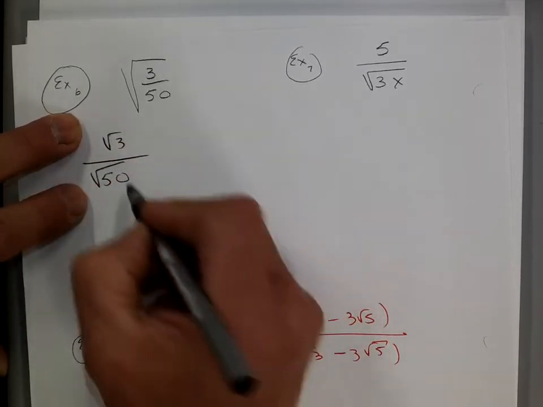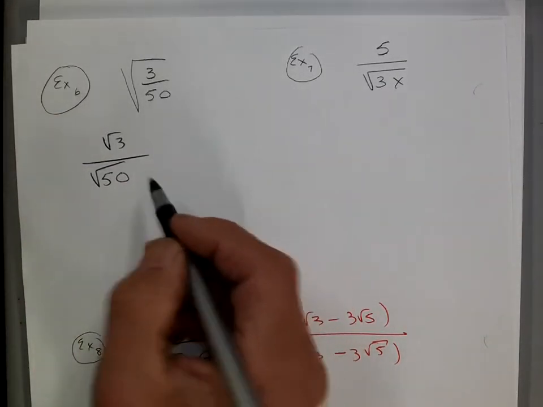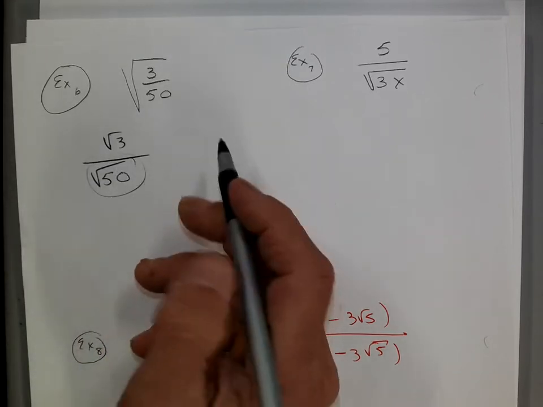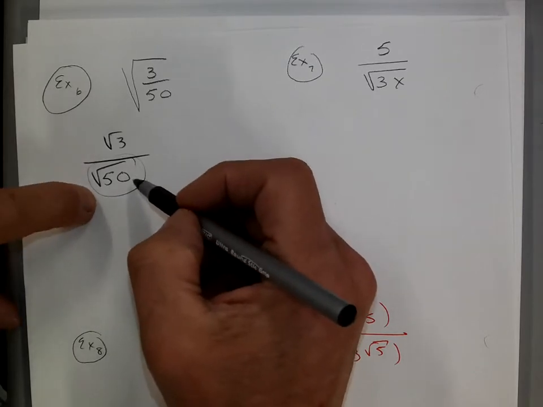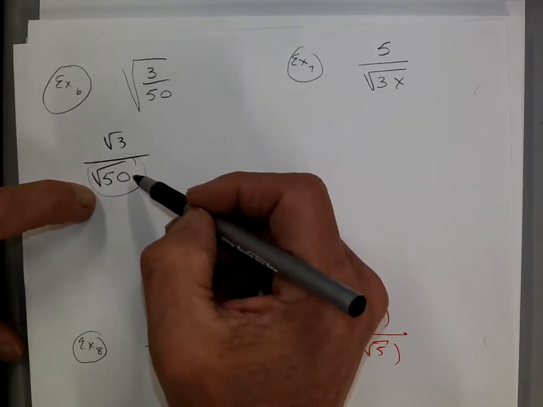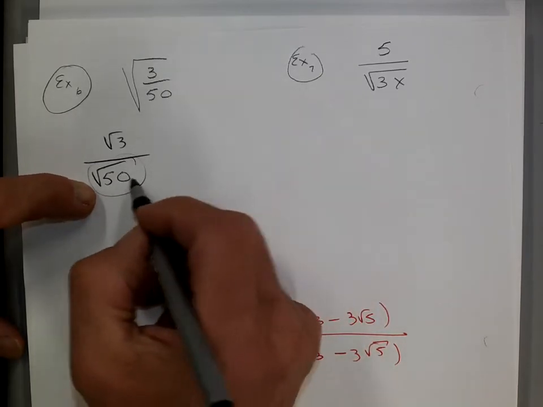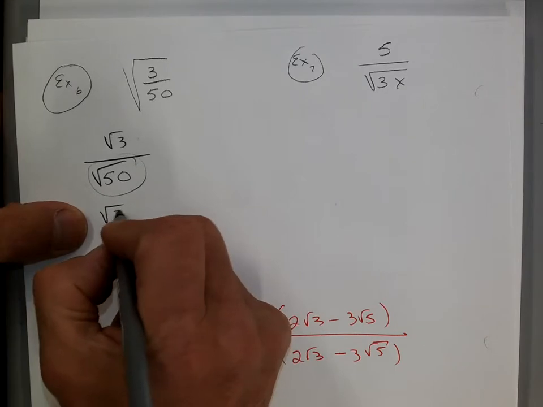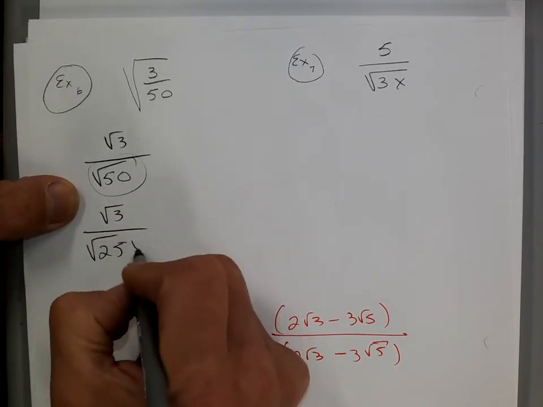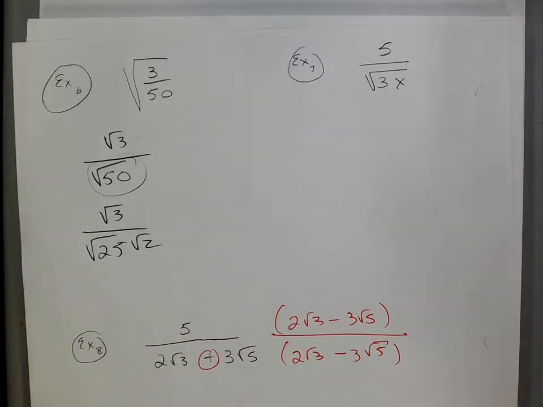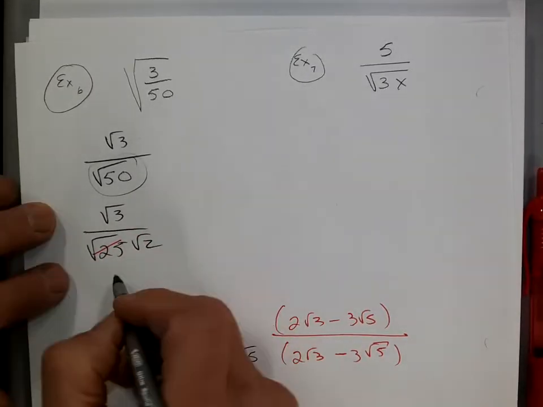In example 6, I'm going to rewrite it as two separate square roots. Now, I can probably do a little bit of work with the 50. Before I do a whole lot, let's try to reduce the 50 instead of multiplying by the square root of 50. So let's rewrite this as the square root of 3 over the square root of, I know there's a perfect square, 25 and 2. By doing that, I can take the square root of 25 as 5.